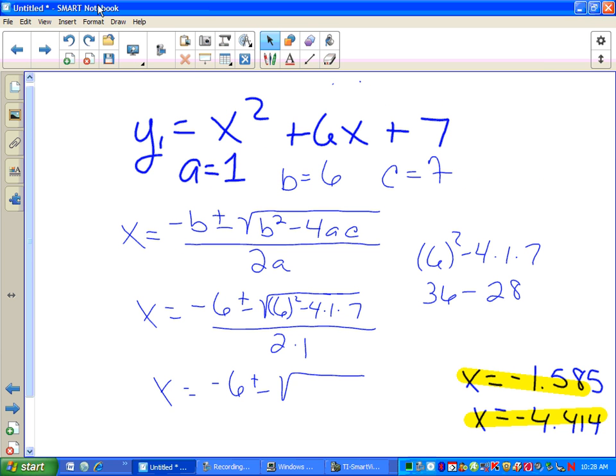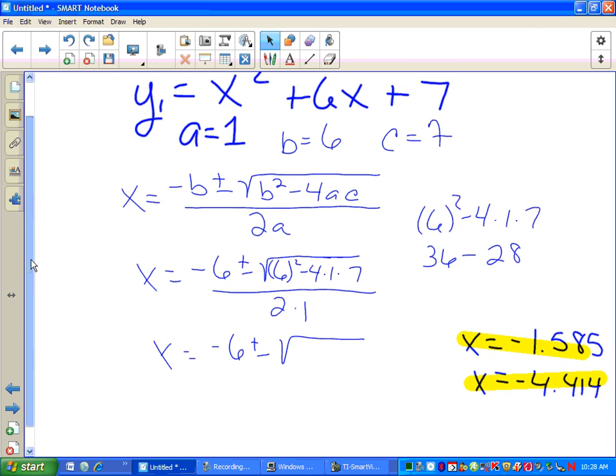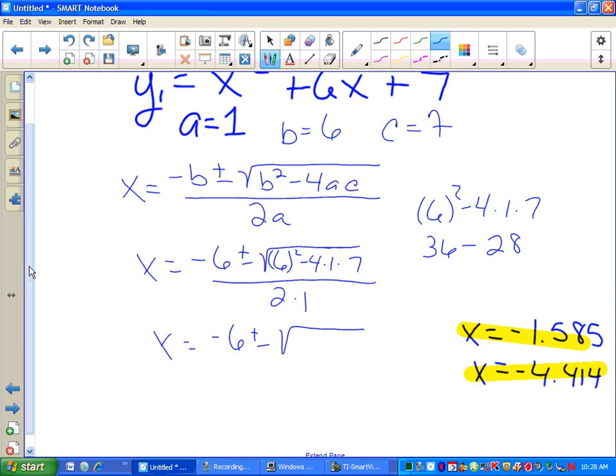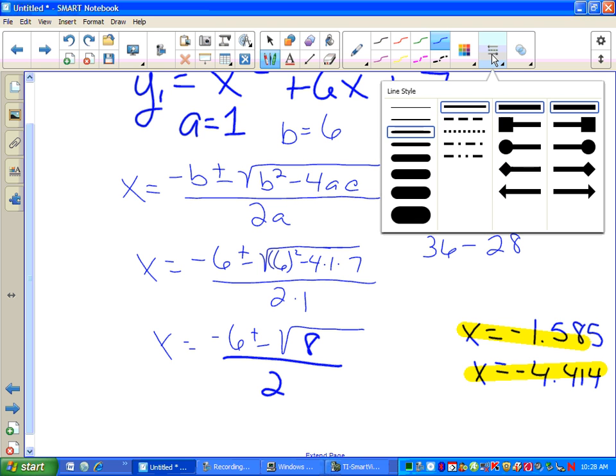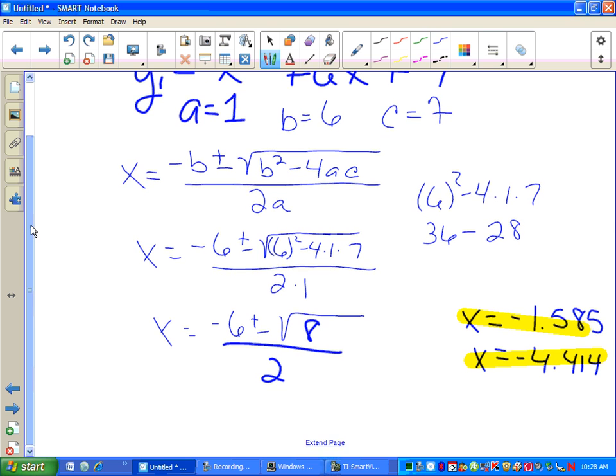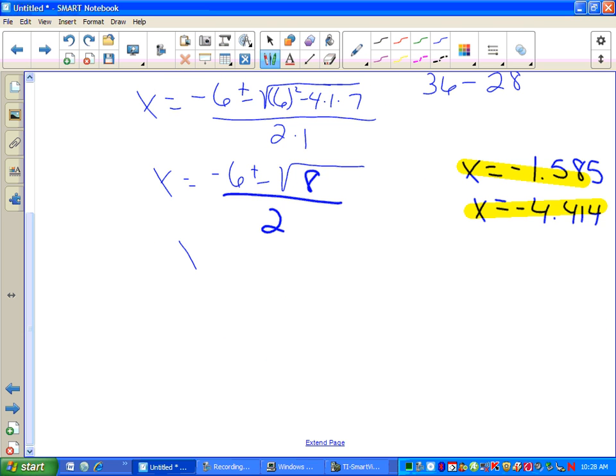Okay, where were we? I paused for a second. 36 minus 28 is 8 over 2. Okay, so here we go. X equals negative 6 plus or minus. We need to simplify that radical.